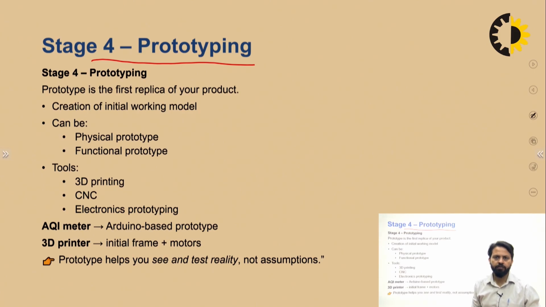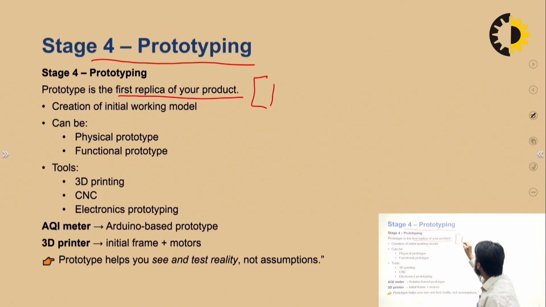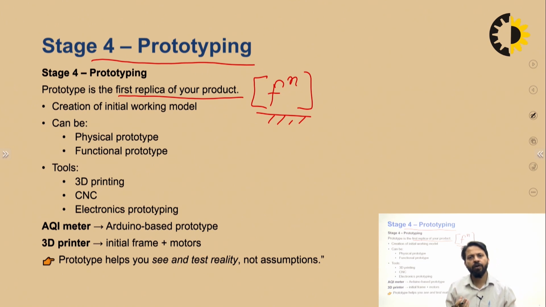ready for prototyping. Prototyping is nothing but the first replica of your product, or I can say the first functional replica. That is the more suitable term: functional replica. So for your product, if you can develop a functional prototype of that idea, you can test it and validate whether your vision for that product is met or not. So it is the creation of an initial working model, and it can be a physical prototype or a functional prototype.